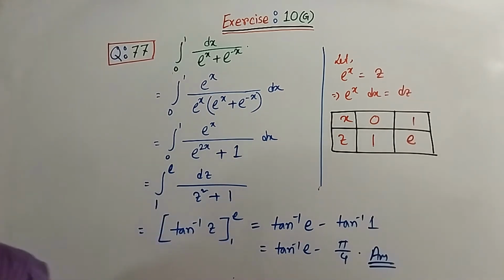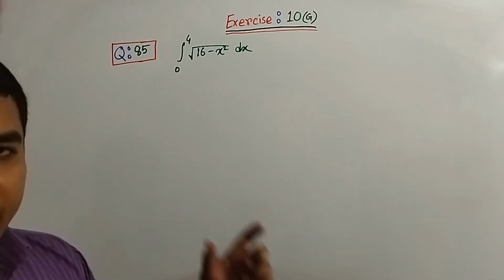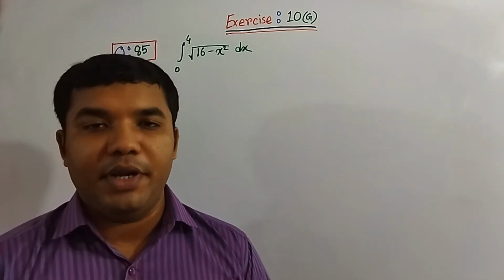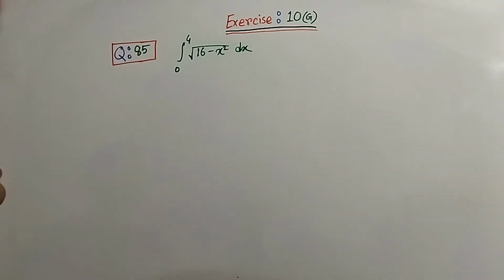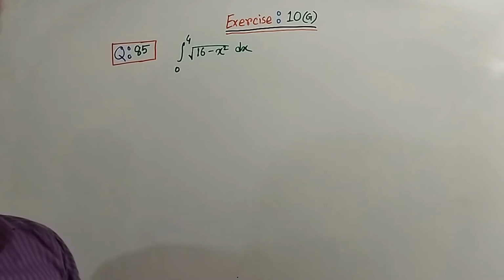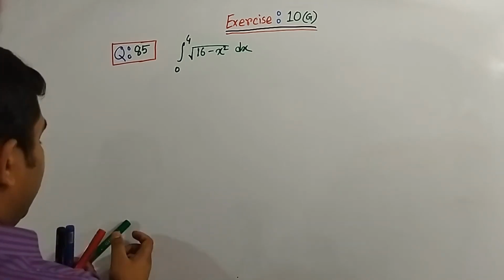So let's have a look at our last question for this lecture. Dear students, that is our last question for today's lecture, and this math is very important for your upcoming exam, and any competitive exam also. Here is question number 85: the integral from 0 to 4 of root over 16 minus x square dx. How can we solve this type of problem? To solve this type of problem, we have to make it a shape like this.